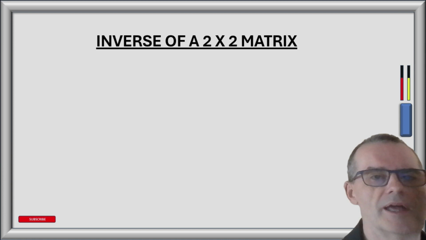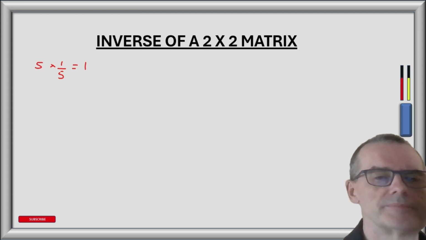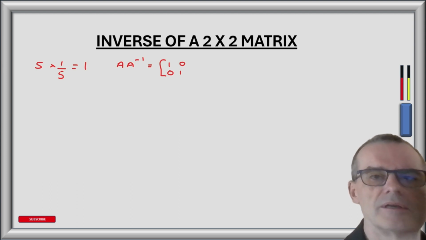In our number system, if we multiply an integer, let's say 5, by its reciprocal, 1 over 5, we get the value of 1. Similarly, if we multiply a matrix A by its inverse, we get the equivalent of 1 in matrix terms. Now, in matrix terms, the equivalent of 1 is known as the identity matrix, and it looks like this. So it has 1s in the diagonal and all other values are 0.